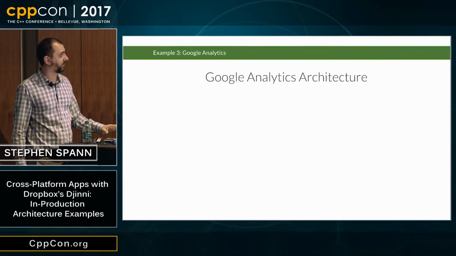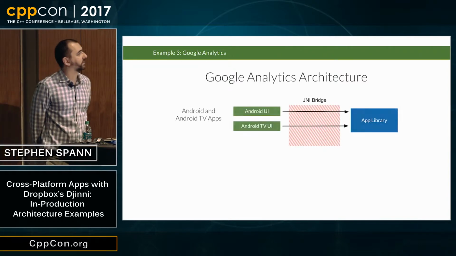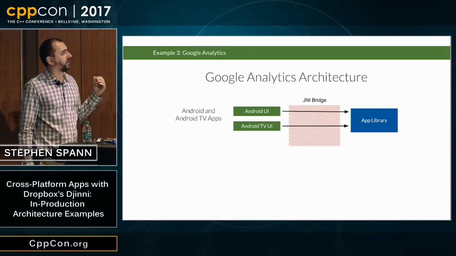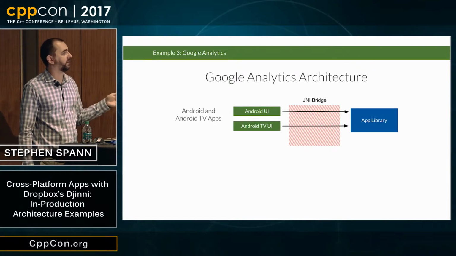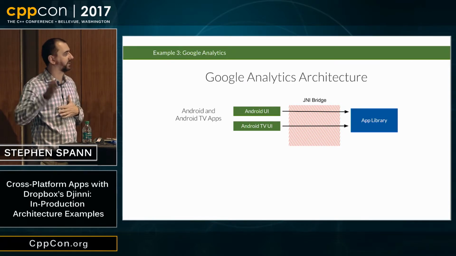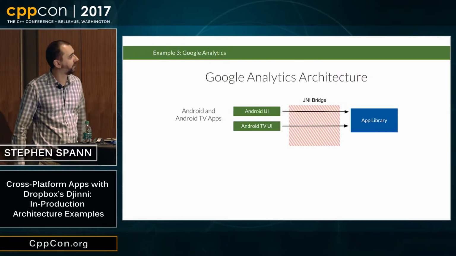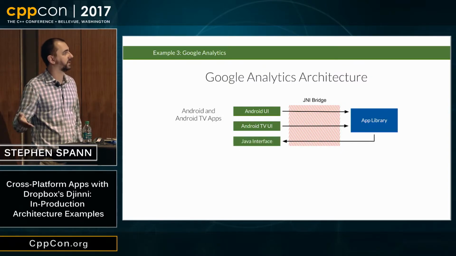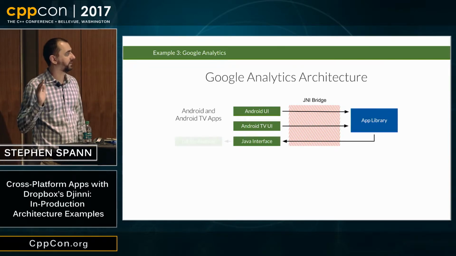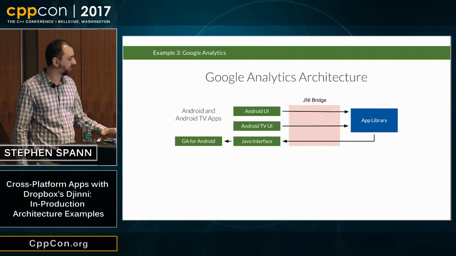So let's take a first stab at this architecture. For Android, we're going to separate the TV UI from the Android UI, cross the bridge, and talk to our app library. This app library is not going to change. It's going to be the same for all of these things. It's our C++ library. We're going to go back across the bridge to our Java interface, which is going to talk to Google's official library. All right, pretty cool so far.